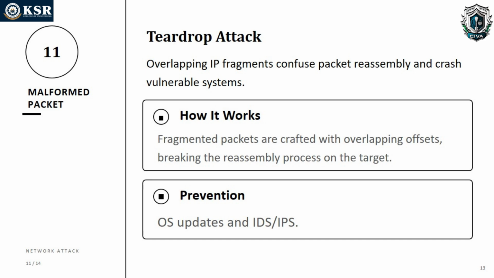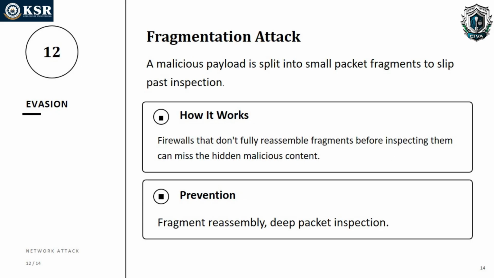Fragmentation attack. Fragmentation attacks are about evasion rather than brute force. The attacker splits a malicious payload into small packet fragments, hoping the firewall inspects each piece individually and misses the danger in the whole. If a firewall doesn't fully reassemble fragments before inspecting them, the malicious content slips through. The fix is to require full fragment reassembly and deep packet inspection before traffic is allowed through.